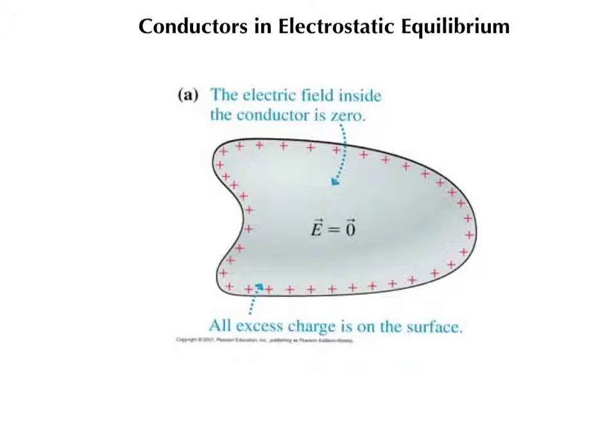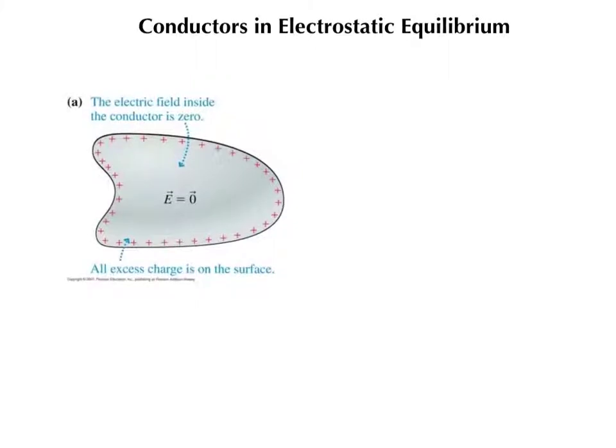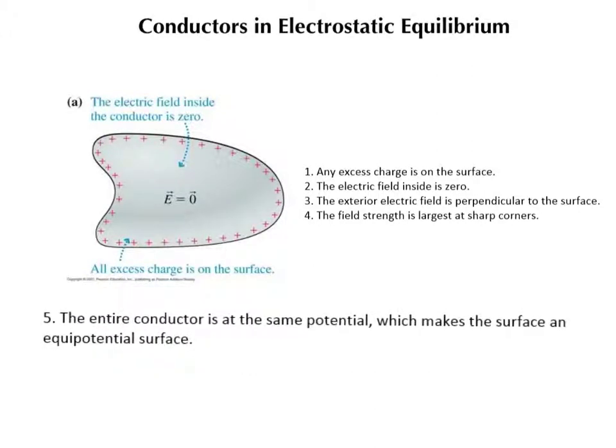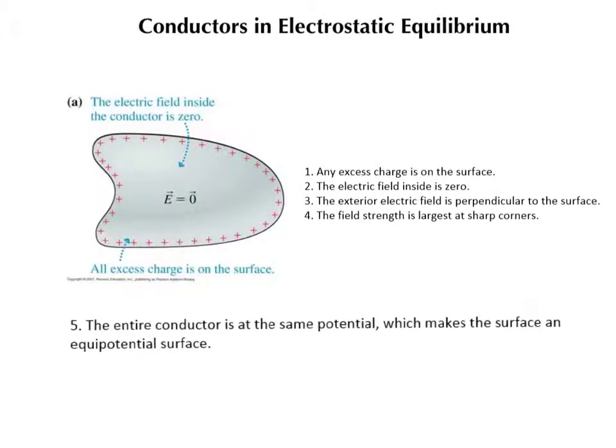Now, in Unit 5A, we learned four important properties about conductors in electrostatic equilibrium. First, any excess charge is on the surface of that conductor. Second, the electric field inside the conductor is 0. Third, the exterior electric field is perpendicular to the surface of that conductor. And fourth, the field strength is largest at sharp corners. Now we can add a fifth important property, and that is that the entire conductor is at the same potential, which makes the surface of the conductor an equipotential surface.